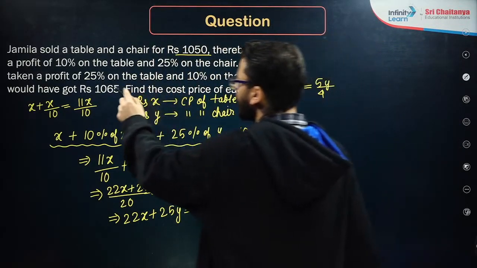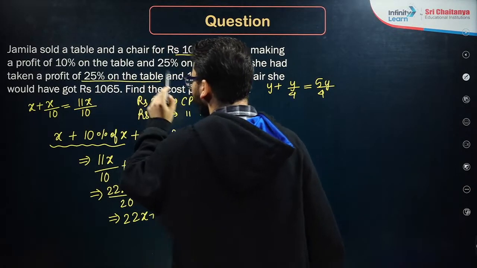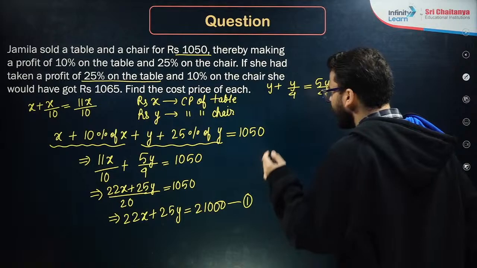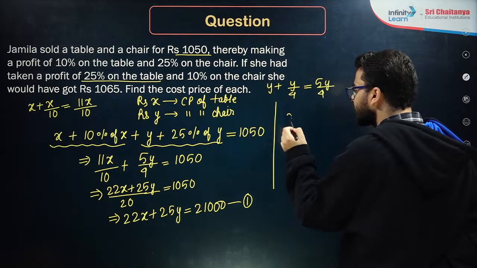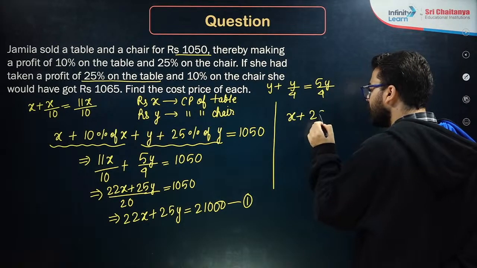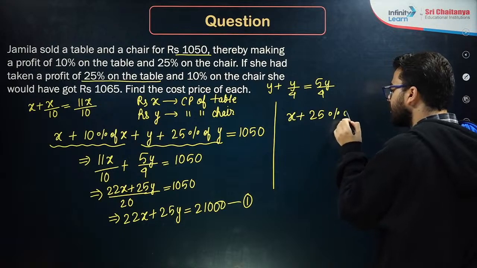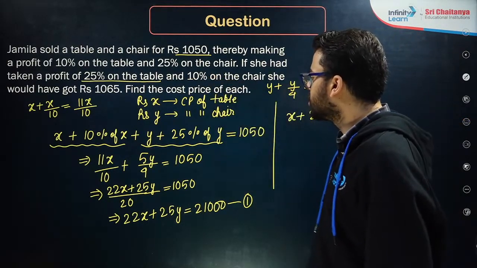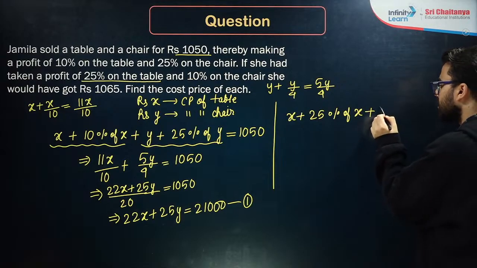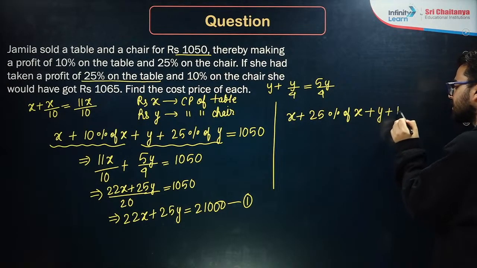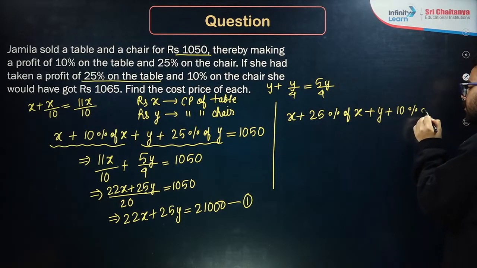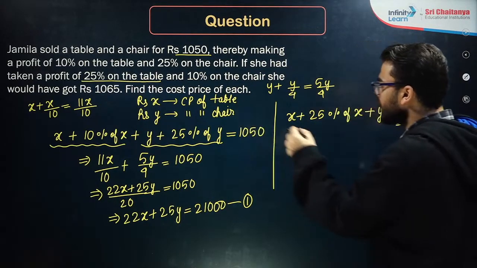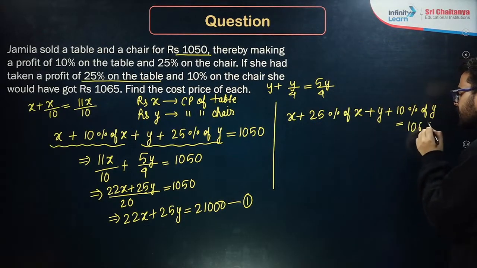If she had taken a profit of 25% on the table, ध्यान से देखना यहाँ पर, तो क्या होगा? सेलिंग प्राइस x प्लस 25% ऑफ द टेबल. सो 25% ऑफ x होगा यहाँ पर भी, प्लस दैट इज 10% ऑन चेयर. सो चेयर पे अगर 10% लोगे तो सेलिंग प्राइस ये होगा 10% ऑफ y ओनली, and this total thing is given to be equal to 1065 के इक्वल गिवन है.